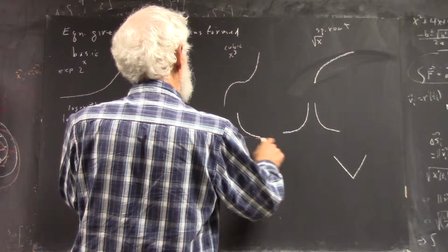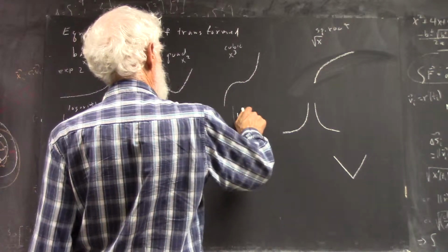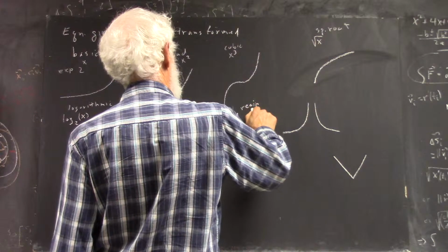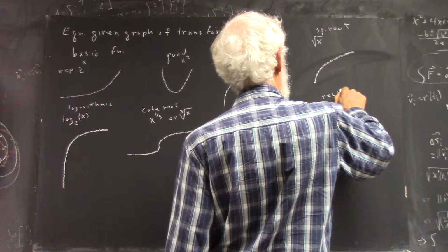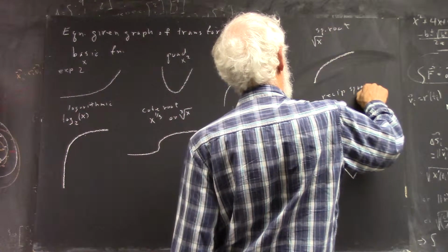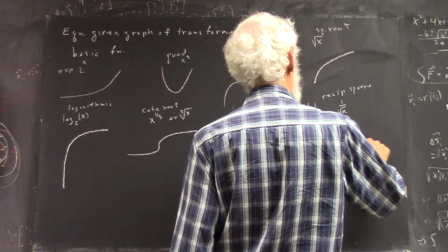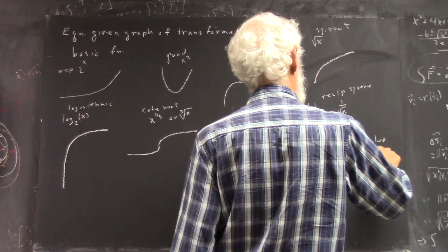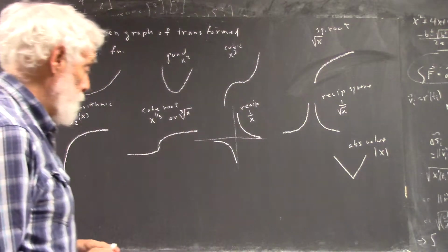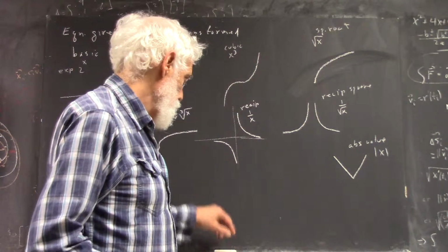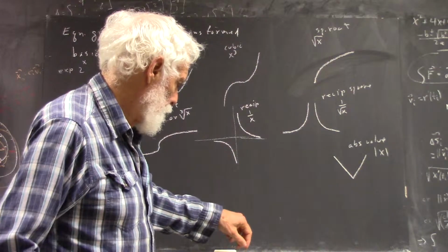The function I've got here is the reciprocal function. This is a reciprocal square. And this is the absolute value. Now, some of these functions have unique points and some don't. I mean, easily identified unique points. They all have their unique points.